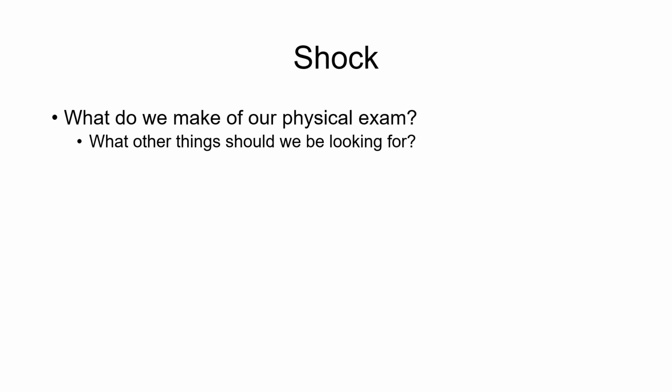Pulsus paradoxus would be something to go out of your way for and actually check a patient. It's an exaggerated drop in blood pressure during inspiration, which has an 82% sensitivity in patients with tamponade. Normally, this is less than 10 millimeters of mercury. Abnormal findings are greater than 10 to 20.